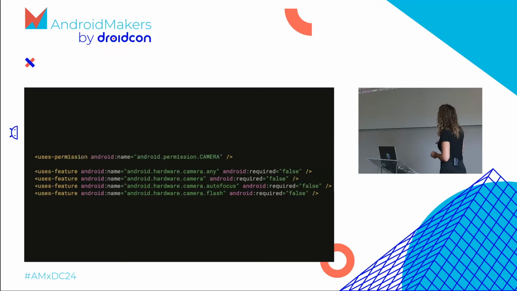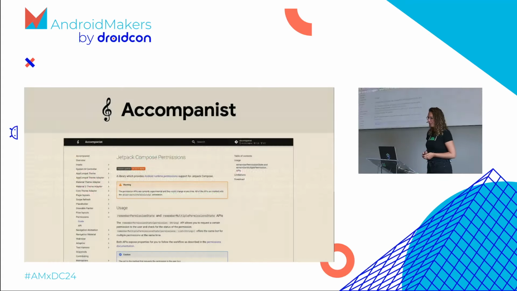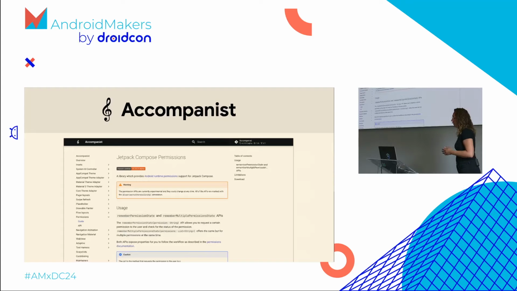But maybe in your case, I don't know, the autofocus is really, really necessary. Maybe in your case, you don't care if there's only a front-facing or only a back-facing camera. So you want to take a look at every one of them, and really make your own decision based on your use case. Now, to deal with the permissions at runtime, we're going to use one of the Accompanist libraries.